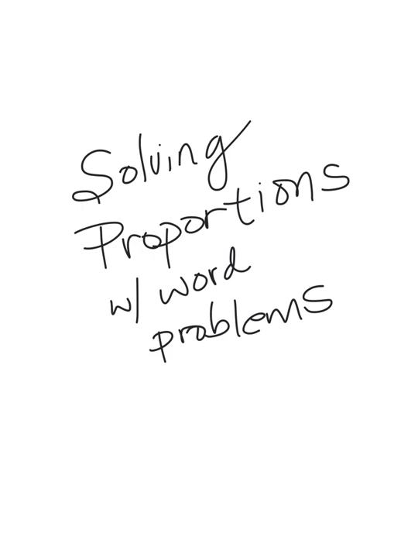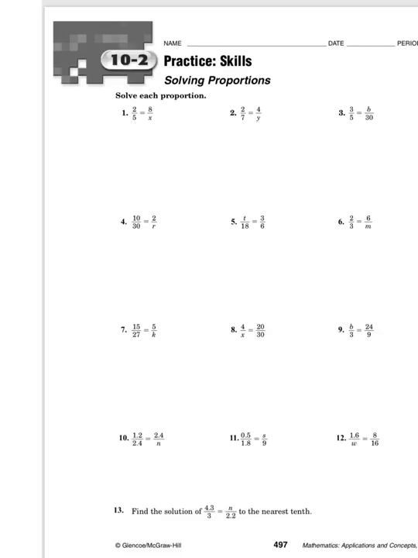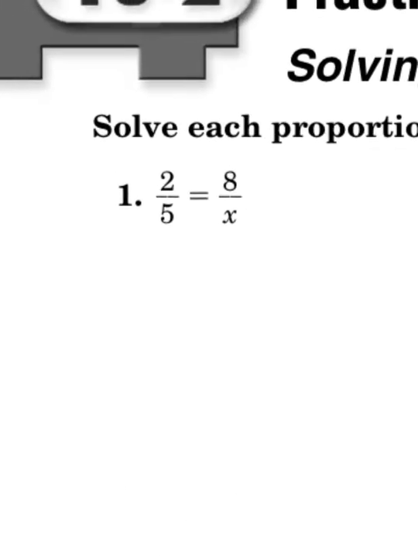Okay, this assignment is solving proportions with word problems, and the first page is just solving proportions, cross-multiplying, writing an equation, and then solving for the variable. So we're going to start with that first. Okay, the first page is just solving each proportion, and you know the process of doing this.